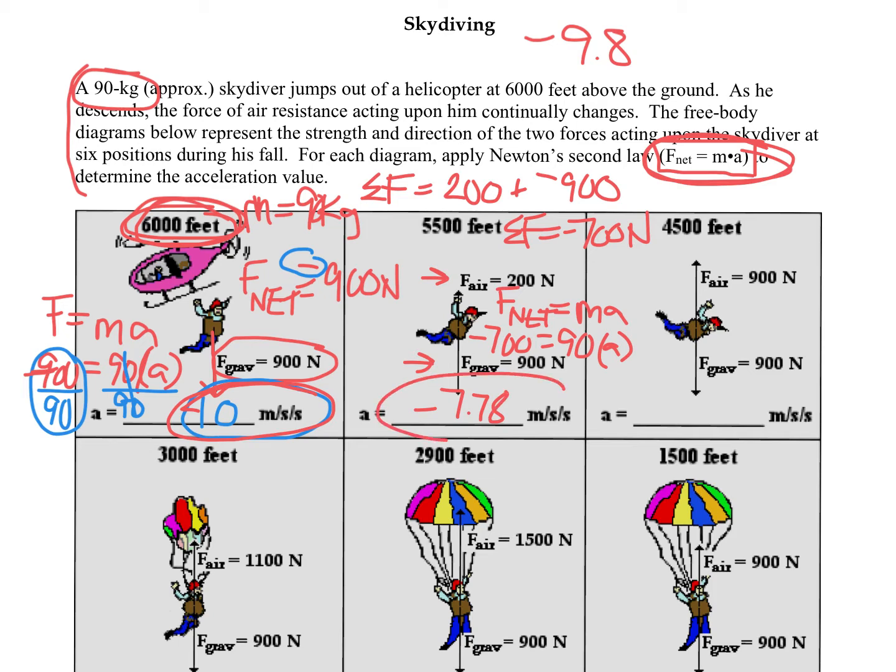7.78 for my acceleration. Now take a look at that. Originally we were accelerating at negative 10 to start. Now we're at negative 7.78 meters per second squared. But that makes sense. We're still accelerating down, speeding up, but not as much because air resistance kicked in.